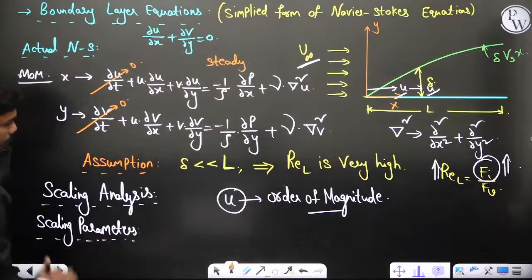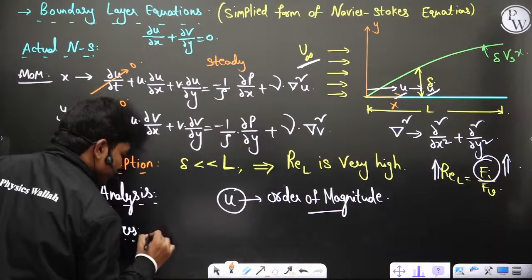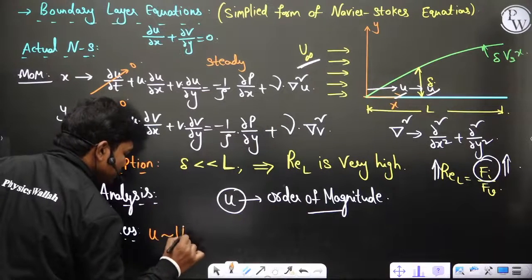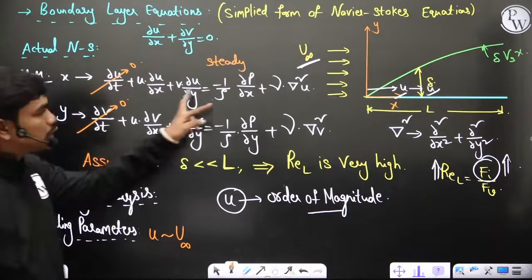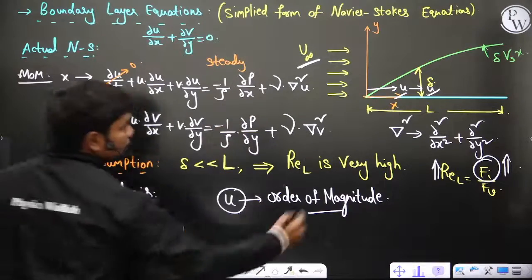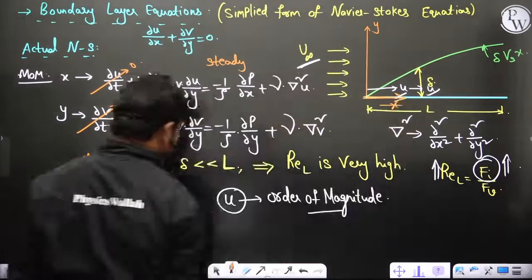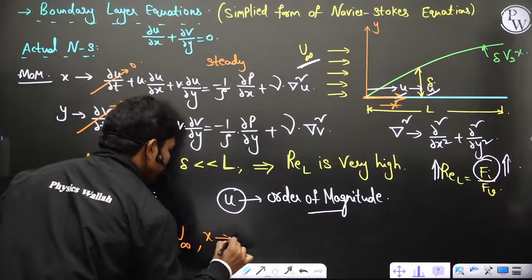But right now, scaling parameters. So u at any point can be scaled to u infinity. Correct? Because these two are of comparable order. Similarly, the x coordinate at any location can be scaled to L.